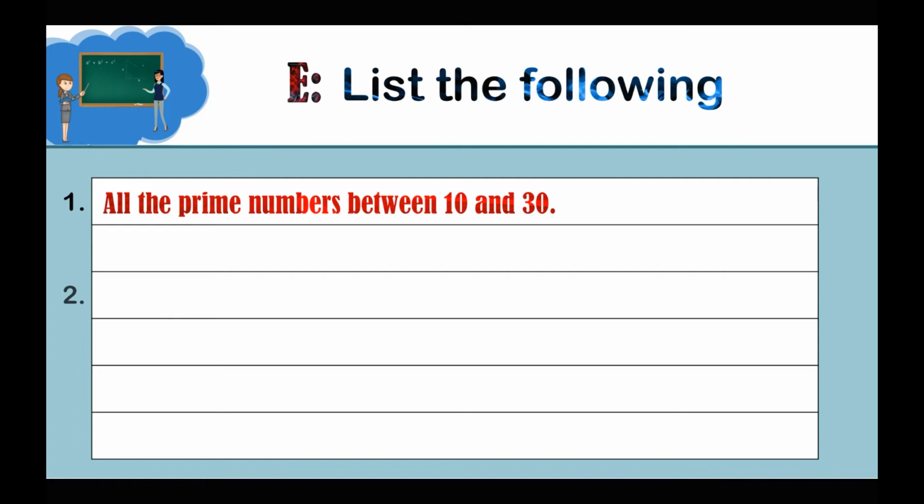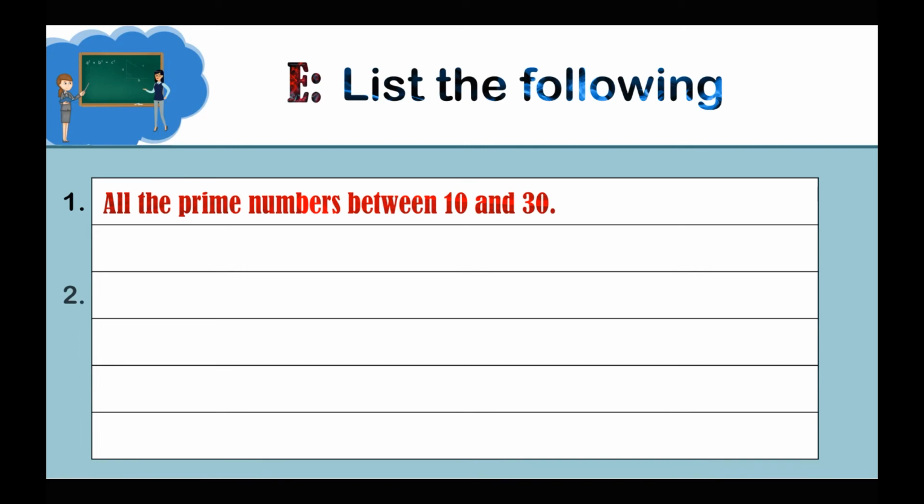Number 2. All the prime numbers between 31 and 50 are 37, 41, 43, and 47.